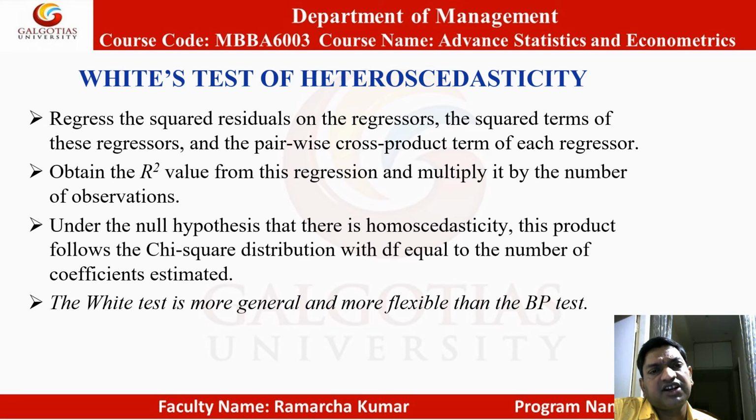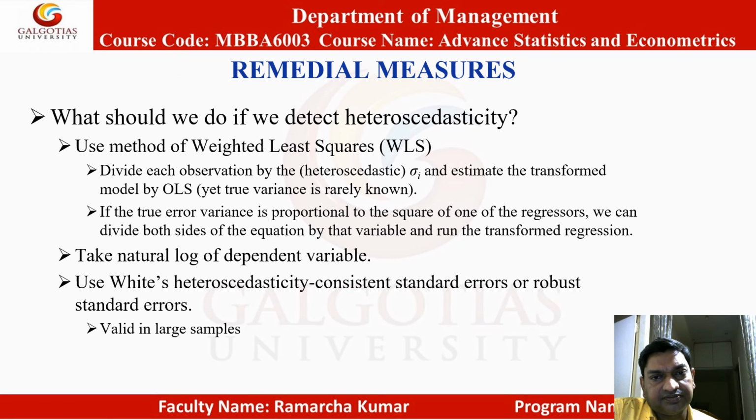White test of heteroscedasticity. Regress the squared residuals on the regressors, the squared terms of the regressors, and the pairwise cross product terms of each regressor. Obtain the R square value from this regression and multiply it by the number of observations. Under the null hypothesis that there is homoscedasticity, this product follows the chi-square distribution with degrees of freedom equal to the number of coefficients estimated. The White test is more general and more flexible than the BP test.